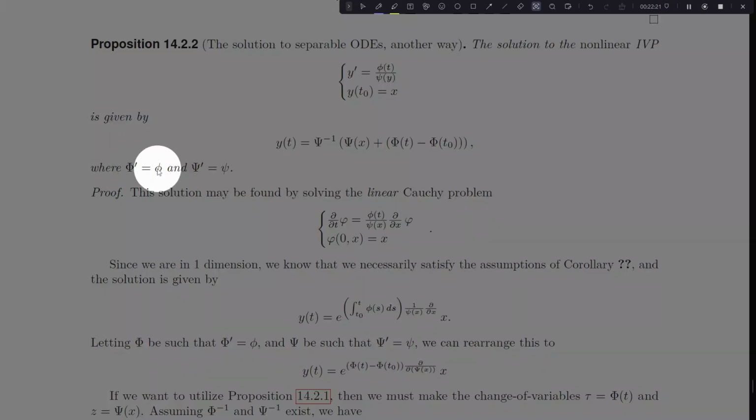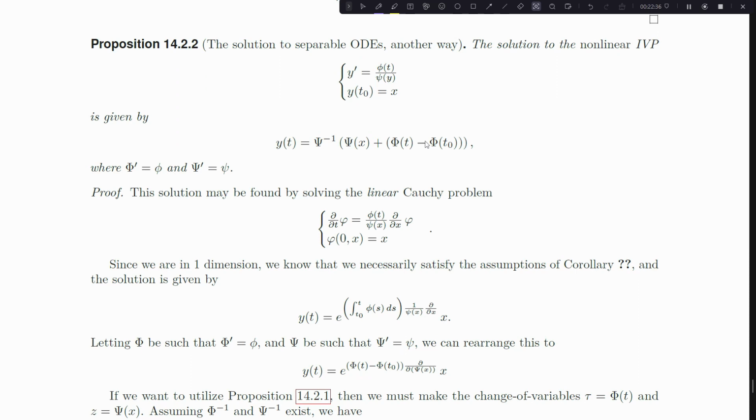where I define the antiderivative of lowercase phi and the antiderivative of lowercase psi as capital phi here and capital psi there. And if I have an inverse for capital psi, then I can push everything to the right-hand side. So this should feel very familiar for your classic nonlinear separable ODEs. But we can also prove this using our Lie series.